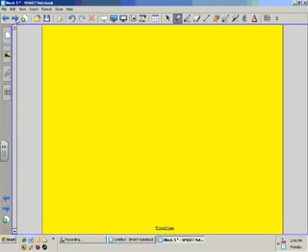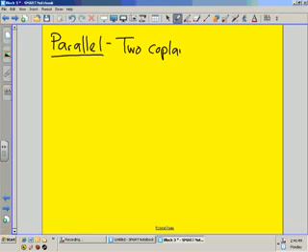So, for parallel, and please remember, with parallel, there's only one pair of double letters, P-A-R-A-L-L-E-L. These are going to be 2 coplanar lines that do not cross.